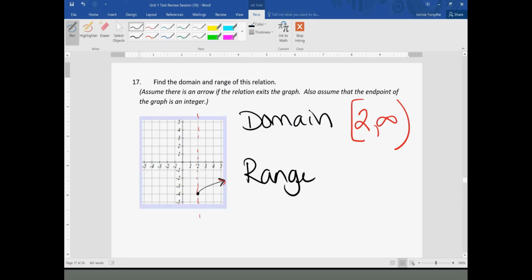Now let's talk range. So we're going to start from the bottom for range. So from the bottom, it starts at -4. And we're going to use a bracket because it does have an endpoint there. And it's going up. So the arrow is going all the way to the right and then all the way up. So that's going up to infinity with parentheses.